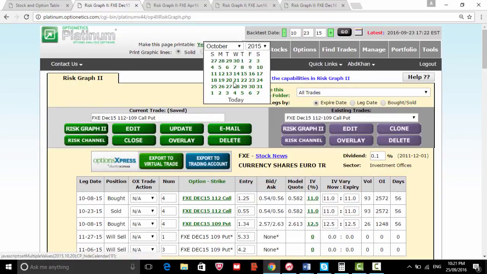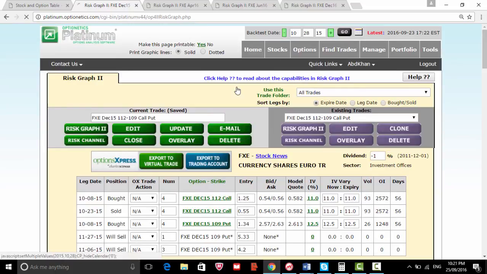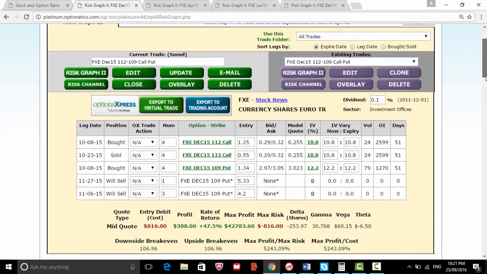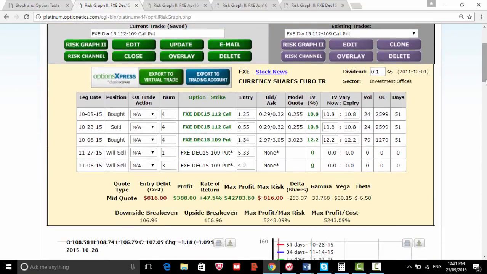28th of October. So here we go. Just waiting for that to light up. So you can see that the position is in profit by around $388. Now, this is open profit, all right? None of this has been locked in.